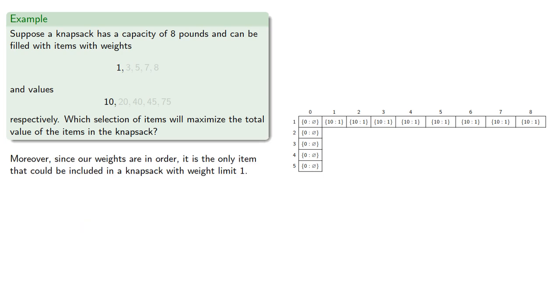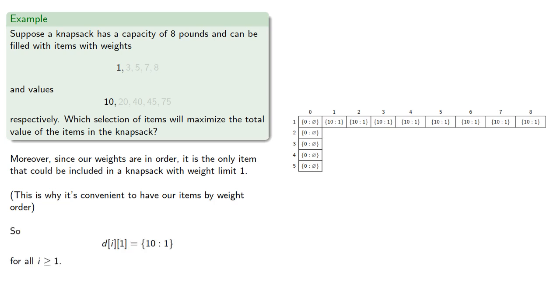Moreover, since the weights of our items are in order, it's the only item that could be included in a knapsack with a weight limit of 1. This is why it's convenient to have our items in weight order. So d(i,1) is also 10, item 1, for all i greater than or equal to 1.